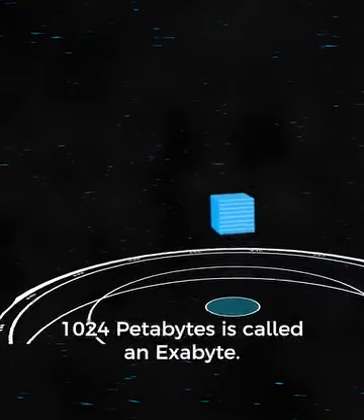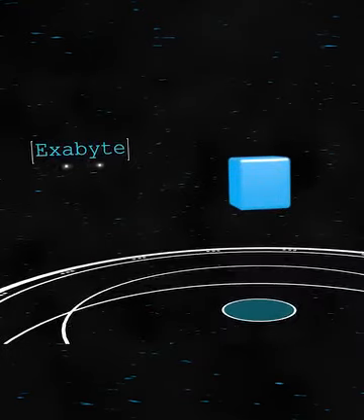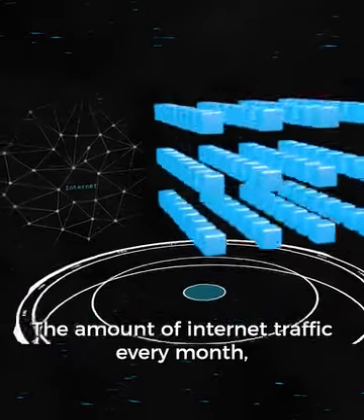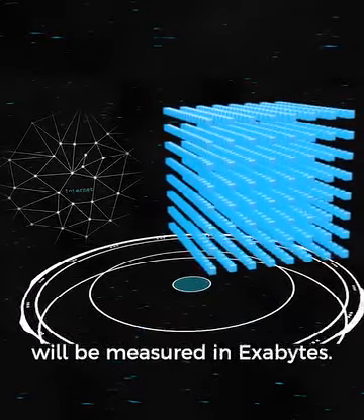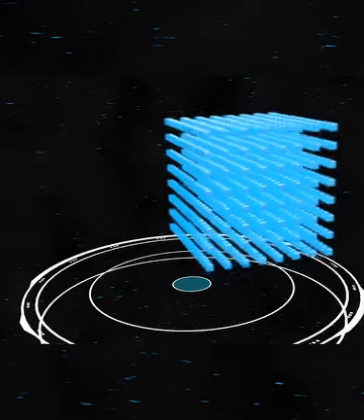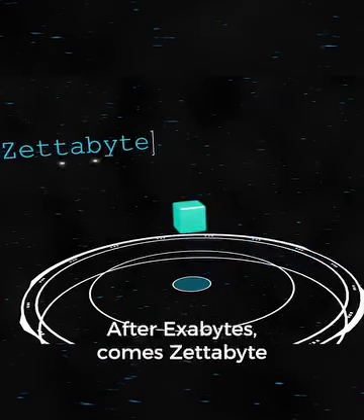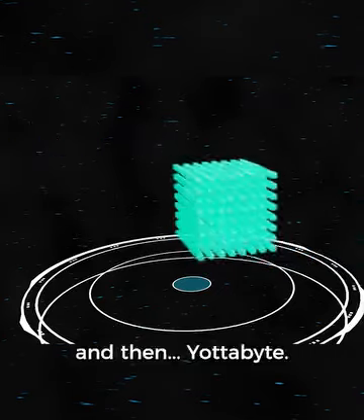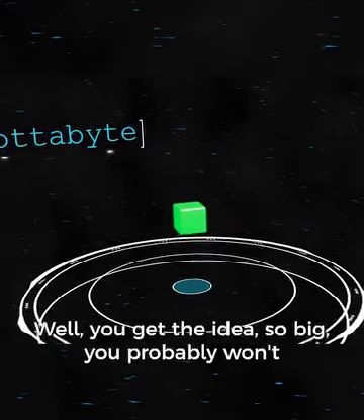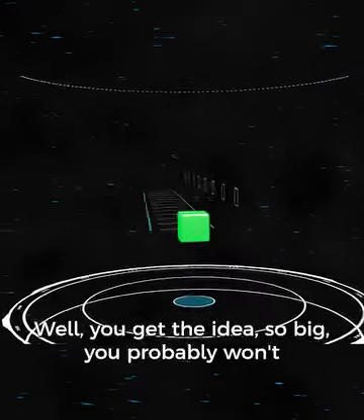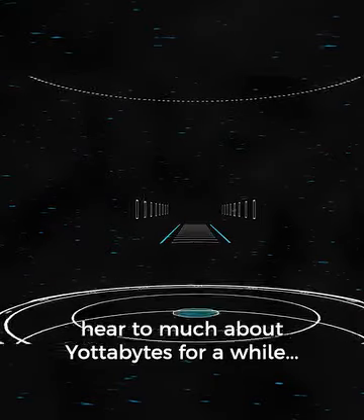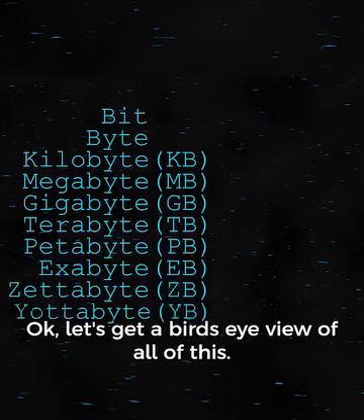1024 petabytes is called an exabyte. The amount of internet traffic every month will be measured in exabytes. After exabytes comes zettabyte, and then yottabyte. Well, you get the idea. So big you probably won't hear too much about yottabytes for a while. Maybe someday though.